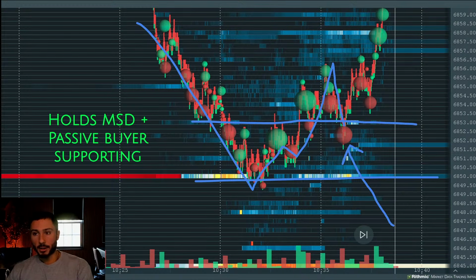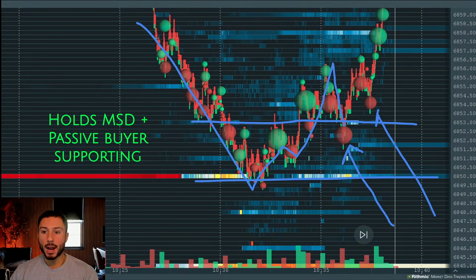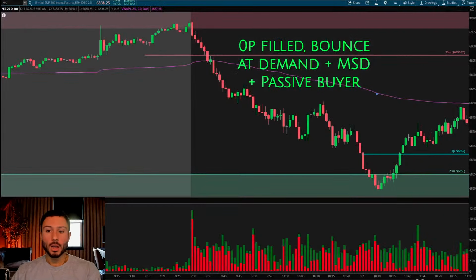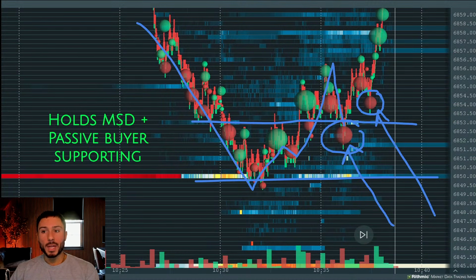And what's important here is we start seeing a passive buyer support the market. Now, we don't see a passive buyer in the sense of a large passive bid. We see a passive buyer quietly bidding, with aggressive sellers selling to this passive buyer. On top of this, we had the zero print at 68.69.